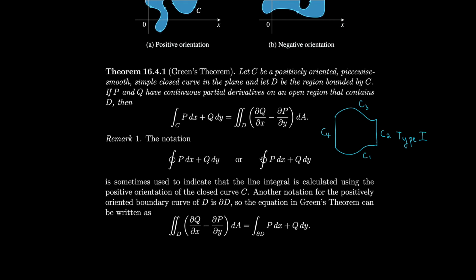Last but not least, we have another piece of notation for the boundary curve. Instead of writing C, we can write this partial derivative sign next to D, which we use to indicate the boundary of D. So then instead of the line integral over C, we have the line integral over the boundary of D, and that kind of shows you a little bit more about how D and C are related.